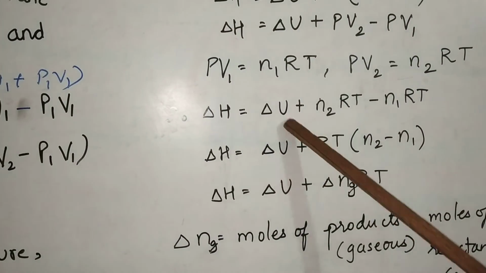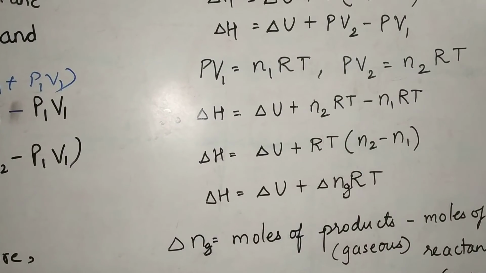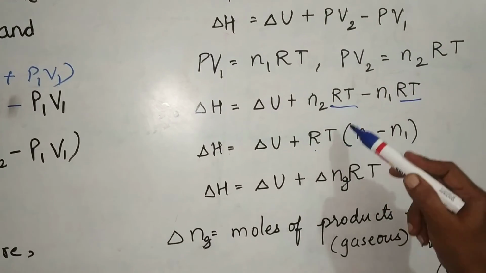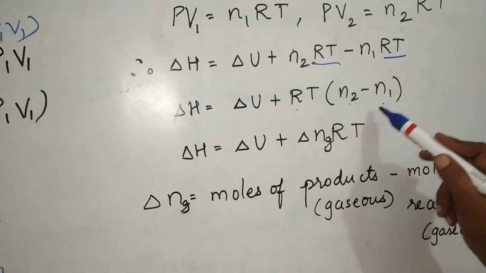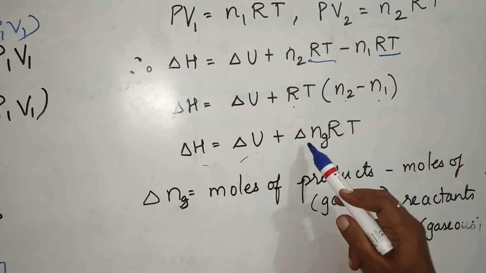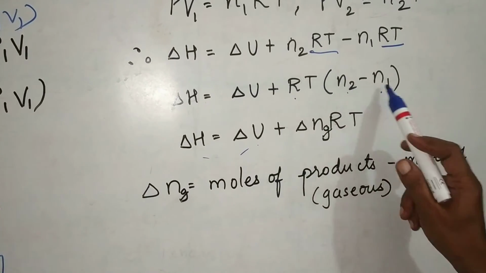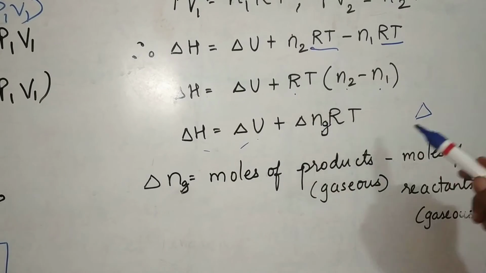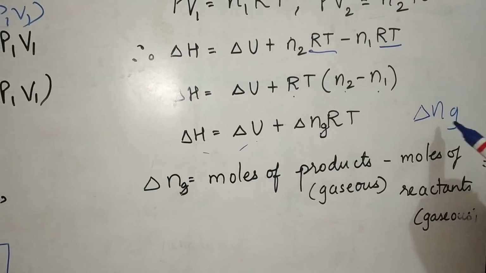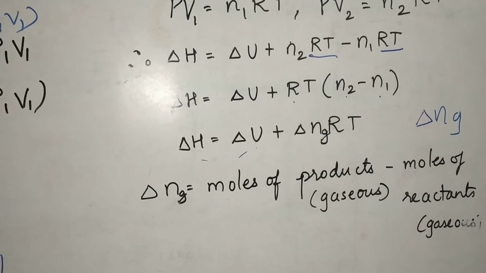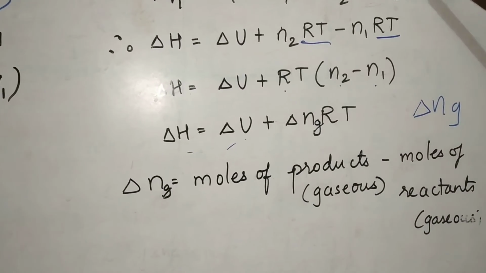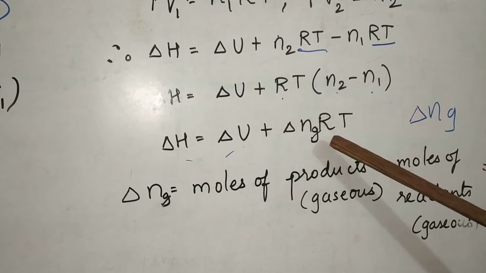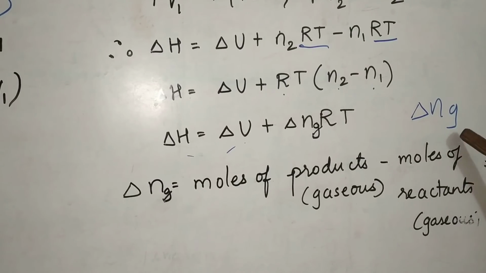So delta H is equal to delta U as it is plus, from these two terms you can find that RT and RT are constant. Take it out of the bracket. Inside the bracket you get N2 minus N1. So delta H is equal to delta U plus delta N. N2 minus N1 is delta N RT. Only the thing is, instead of writing delta N, we are writing it as delta Ng, because you are considering this system as a gaseous system. As we have considered the general gas equation, we are considering a gaseous system, that is why this G has come. It is not a multiplication factor, but a symbol Ng, where G stands for gas.